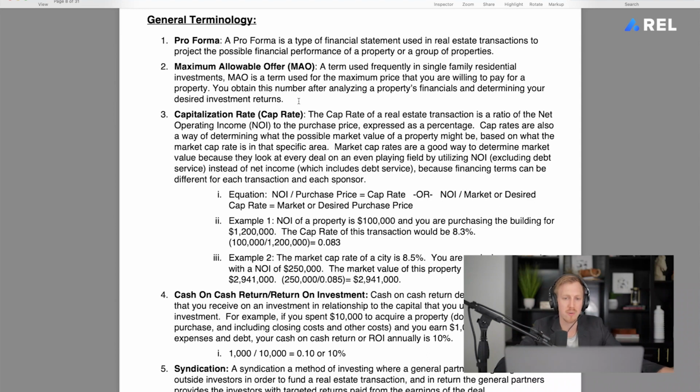Mayo, it's a term frequently used in single-family residential, but I put it in here. But what's your maximum allowable offer? What is the max price you can offer on this property before it doesn't make sense anymore? Same thing in single-family as multifamily. There's always a price that you should not go over. There's a price that makes sense and a price that doesn't.